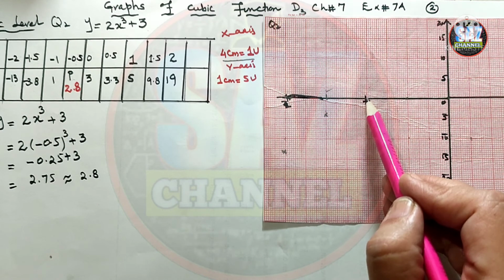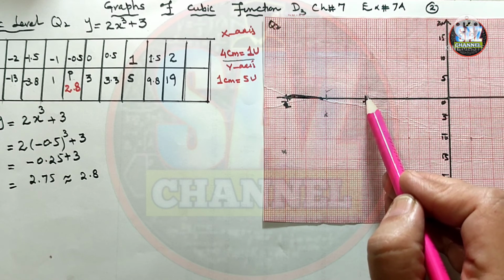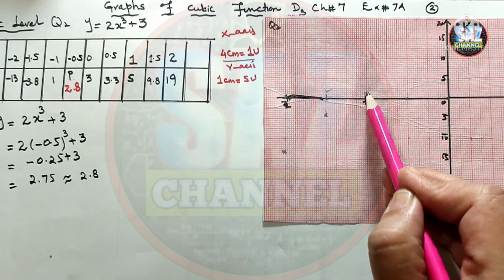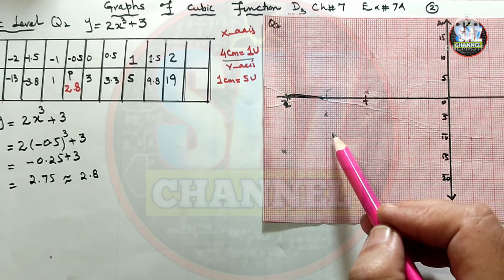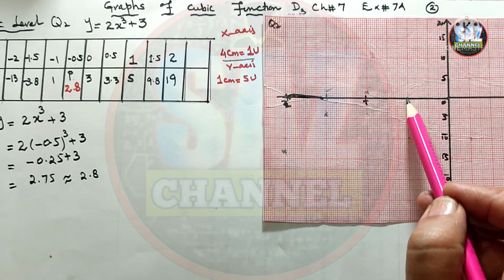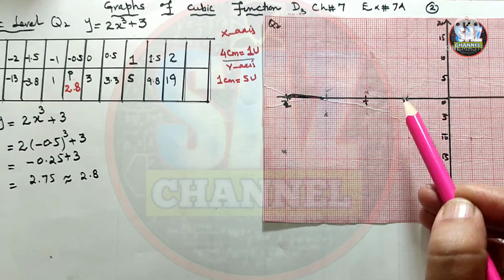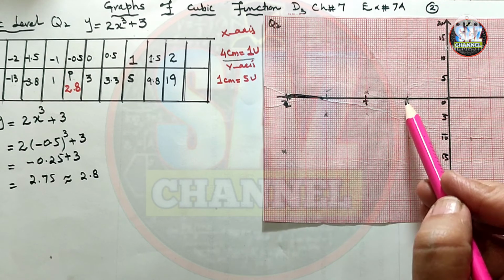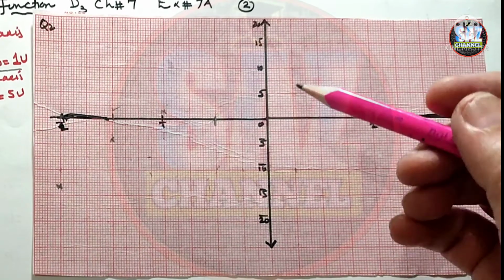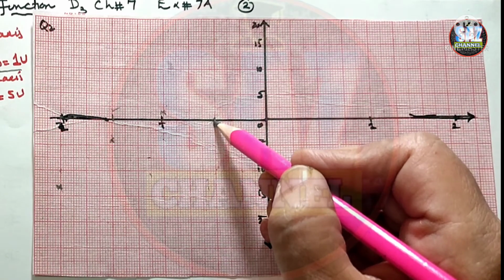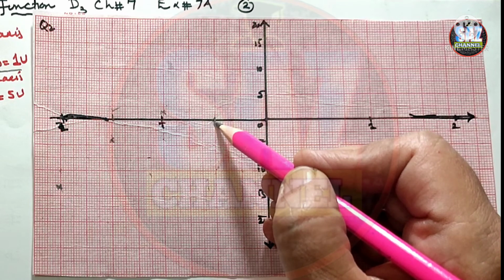So it means at 1 I have to move carefully 2 units up. And when x is minus 0.5, this place is x minus 0.5, and the y value is 2.8. Okay, when x is minus 0.5, the y value is 2.8.